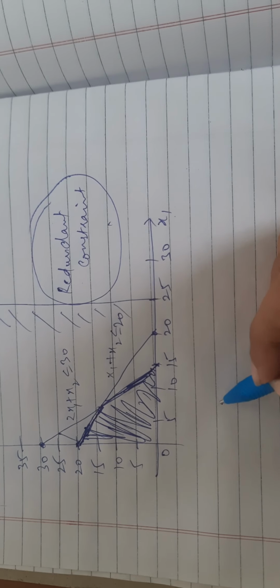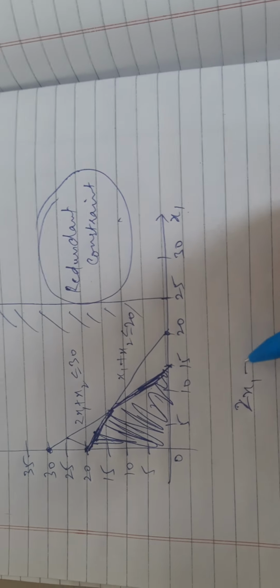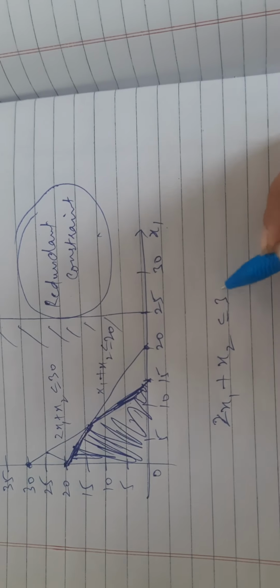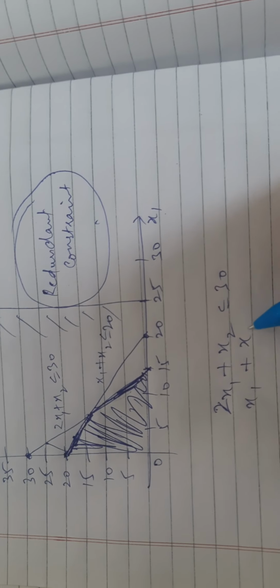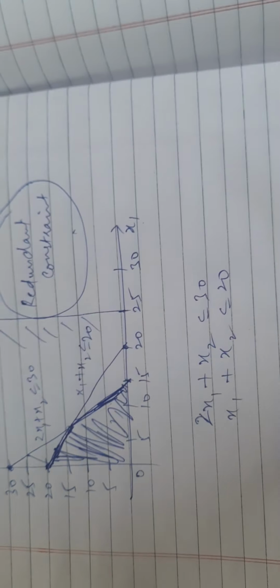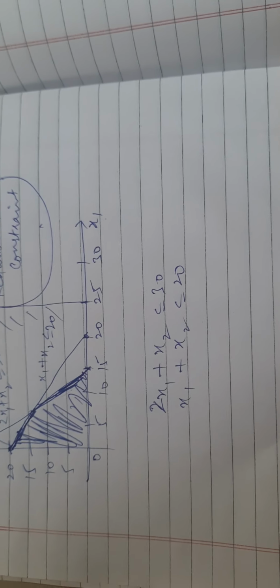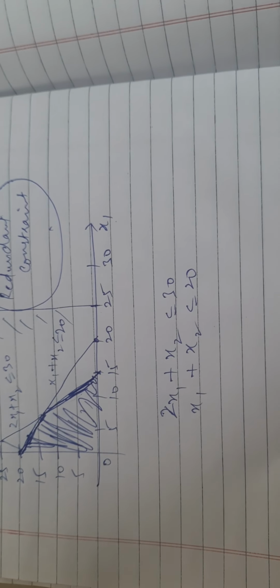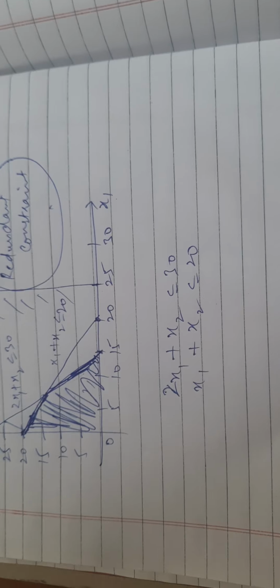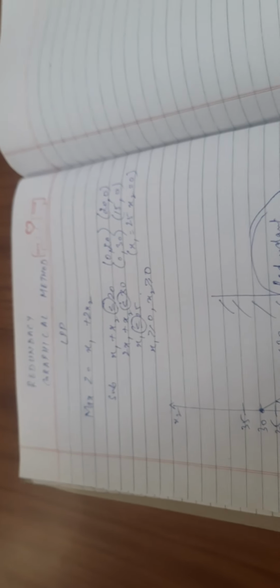So simply the equations 2x1 + x2 ≤ 30 and x1 + x2 ≤ 20 are the ones that will affect my answer. So this is how redundant constraints work, and this is the concept of a redundant constraint in the graphical method.